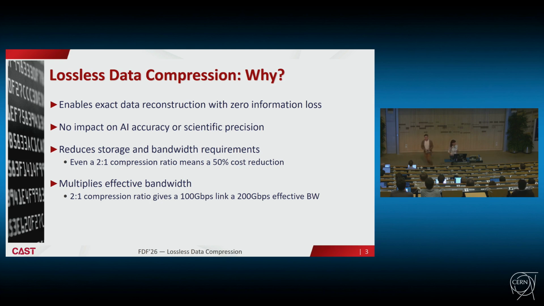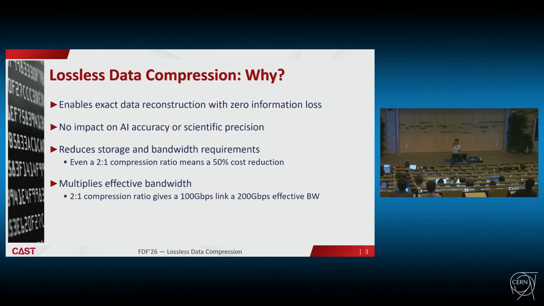Great idea to use lossless data compression. Because it enables you to compress your data without losing any kind of information. It is numerically accurate when you decompress. When you decompress your file, you get the exact data at your input. This means that there is no impact on your AI, no impact on your scientific calculations or scientific precision. And it reduces radically your storage and bandwidth requirements.